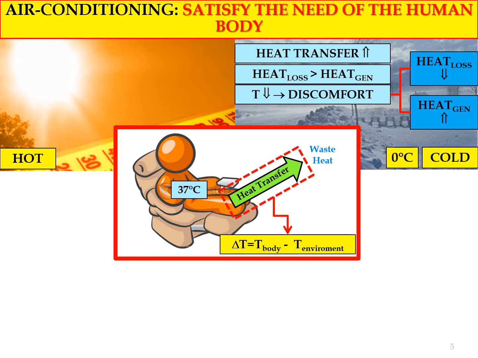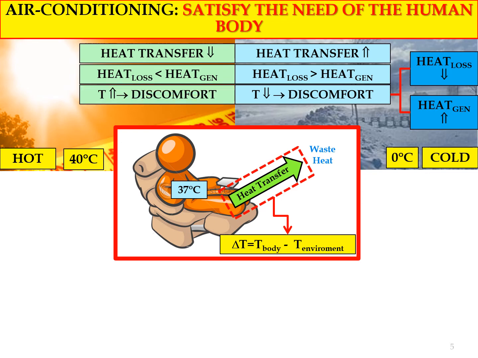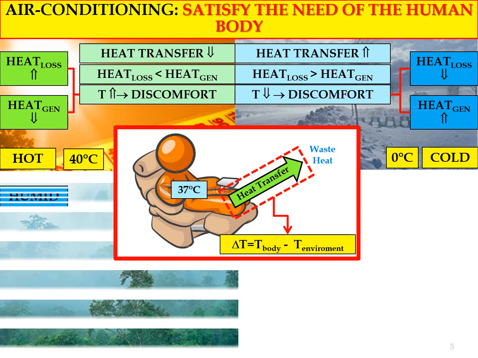And let's say this guy is sitting in a hot area where the temperature is 40 degrees Celsius. So the heat transfer will be lower because the temperature difference is small and the environment temperature is higher than the human body temperature. So in here, the heat loss is extremely small compared to the heat generated. The human also will feel discomfort because the temperature of the body will go higher. So to control this, we need to increase the heat loss and reduce the heat generated.